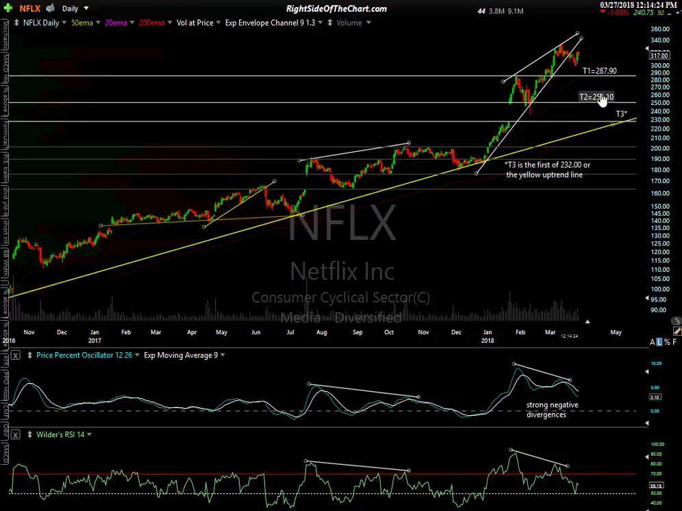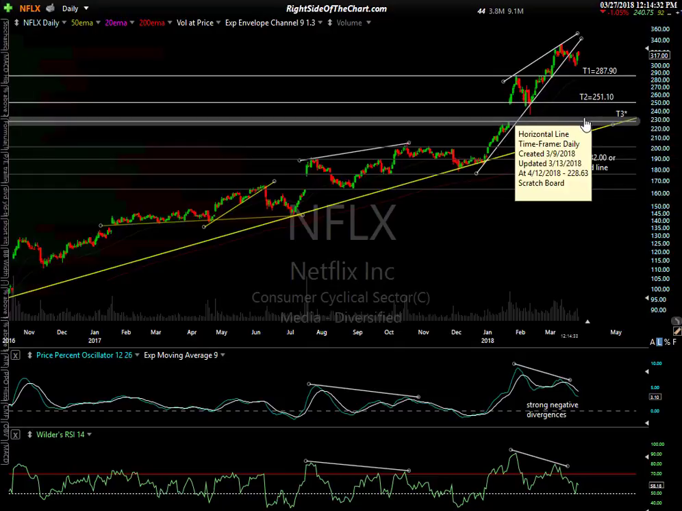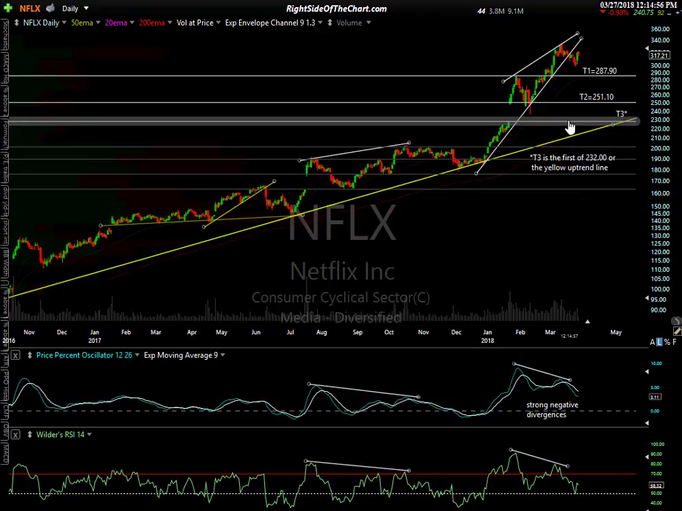And of course, that's the first target, second target. T3 is the first of the 232 level or the yellow uptrend line. Here I have, there's a big gap here to be backfilled, so I set that level at 228.63, and therefore I adjusted my price target up by several percentage points. On a $300 stock or $200 stock, you're not talking pennies anymore. You're talking several dollars, because on a $200 stock, every 1 point or $1 move is only half a percentage point, not very much. So that's why my price target's set well above 228.63, which is the bottom of that gap, which is where I think we eventually go.